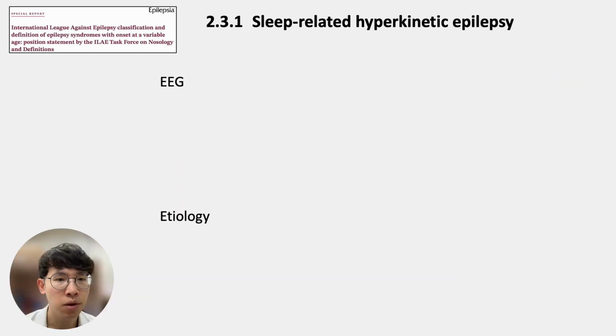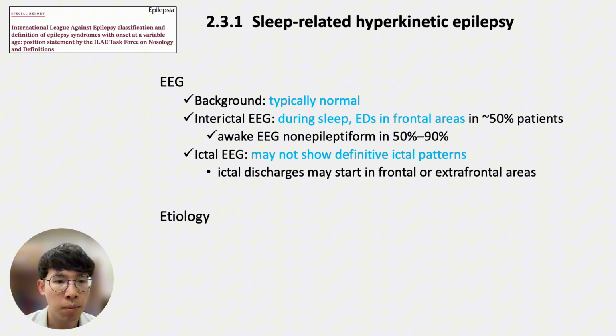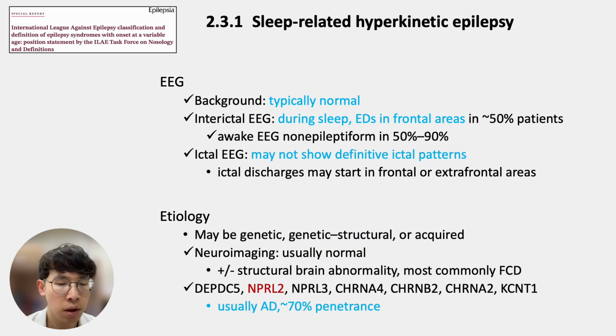The EEG in patients with sleep-related hyperkinetic epilepsy usually has a normal background. The interictal EEG may show epileptiform discharges in the frontal areas in about half the patients, especially during sleep. The ictal EEG may not show a definitive ictal pattern, or it may show an origin in the frontal or extrafrontal areas. As for the etiology, it could be genetic, structural, or acquired.